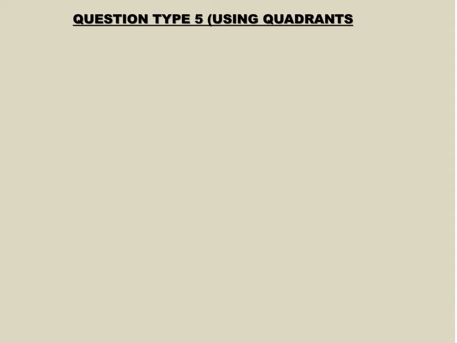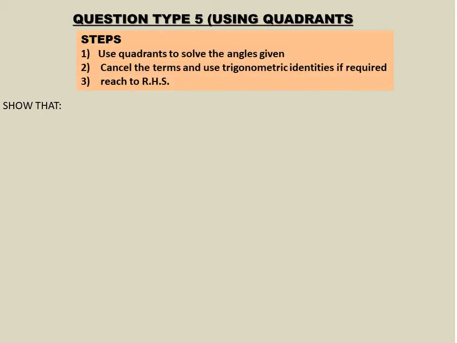Next type is using quadrants. That's very, very, very important actually. How we are going to do that? Let's see. Your question says that sin x into sine of 90 degree minus x minus cos x into cos of 90 degree minus x is equal to 0. You have to show this, right? So how you're going to show this?